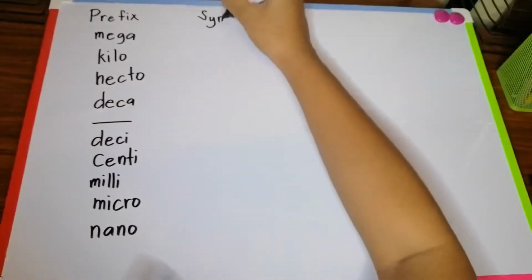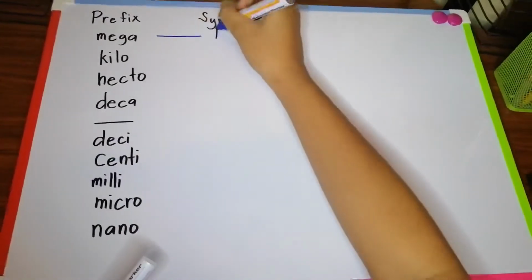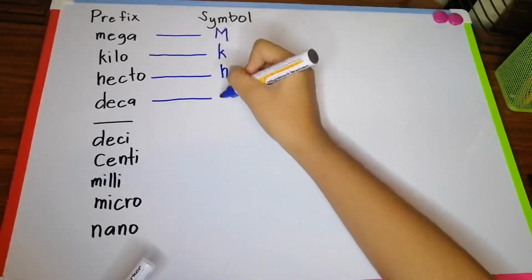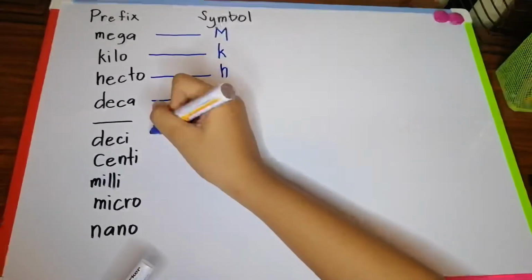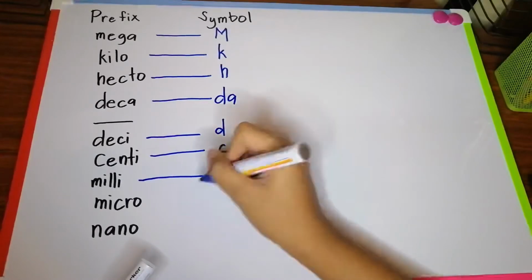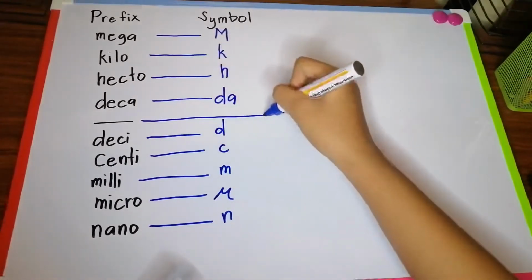Now these are the symbols. For mega, we have capital M, kilo K, hecto H, deca DA. For deci, we have D, centi C, milli M, micro for that, and nano N.